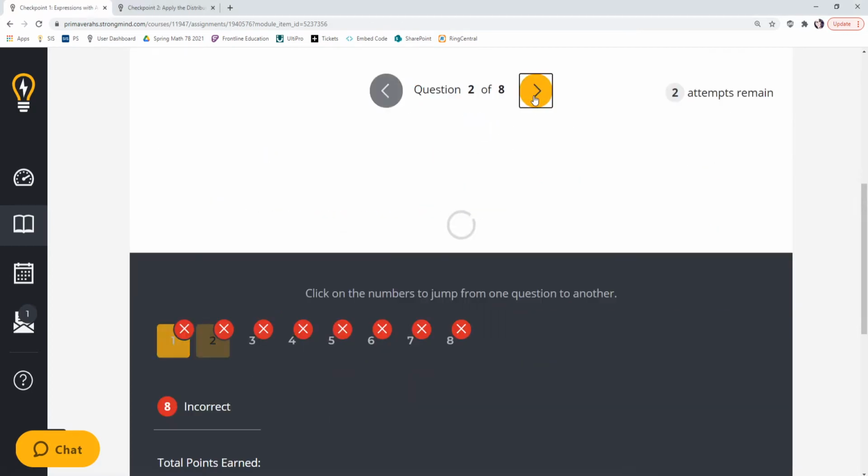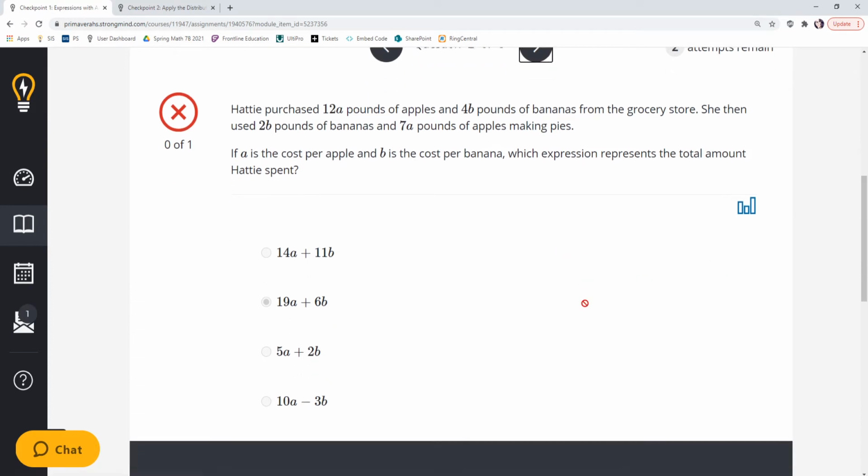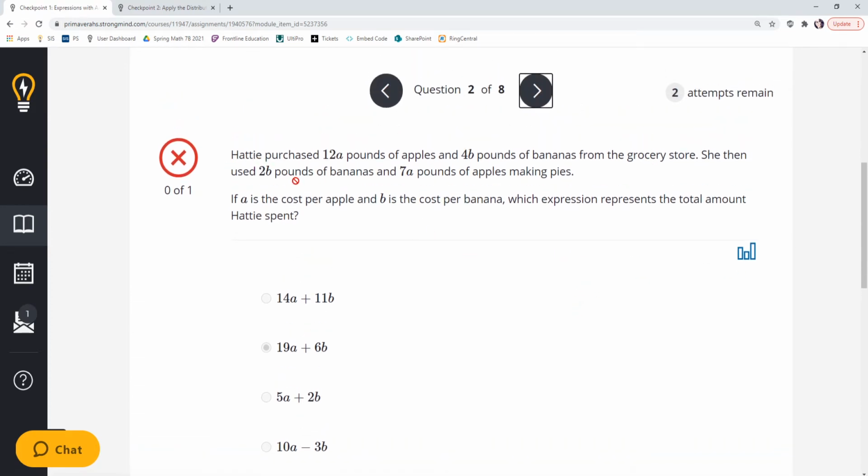All right, next question. Our next question here says that Hattie purchased 12A pounds of apples and 4B pounds of bananas from the grocery store. Then she used 2B pounds of bananas and 7A pounds of apples making pies. If A is the cost per apple and B is the cost per banana, which expression represents the total amount Hattie spent? Okay.